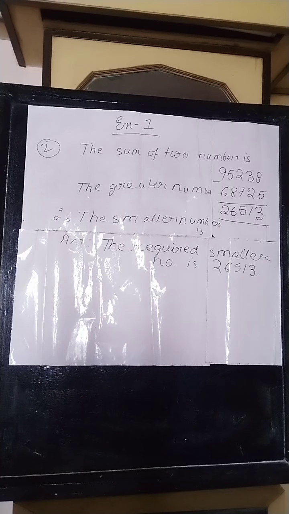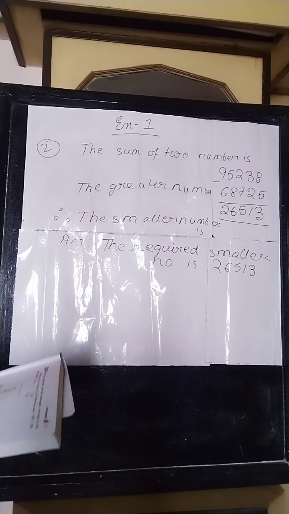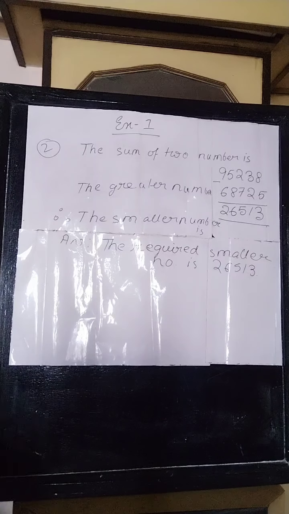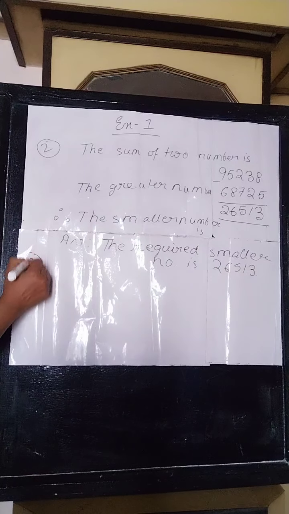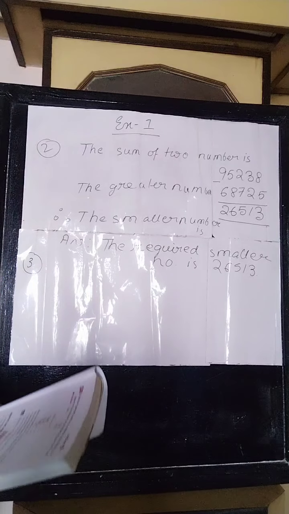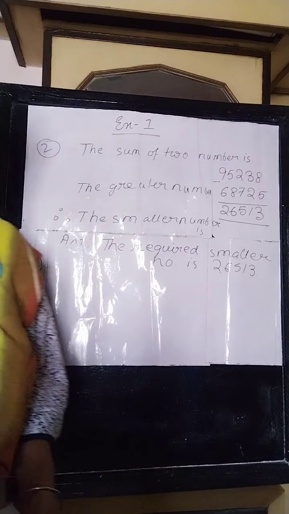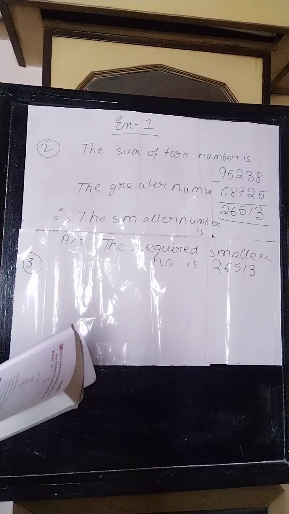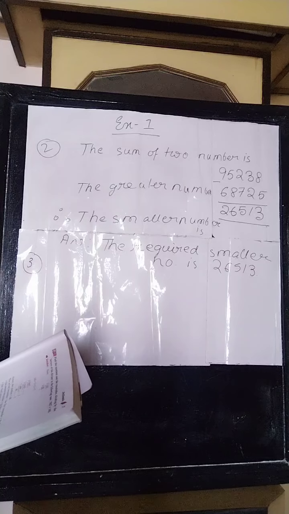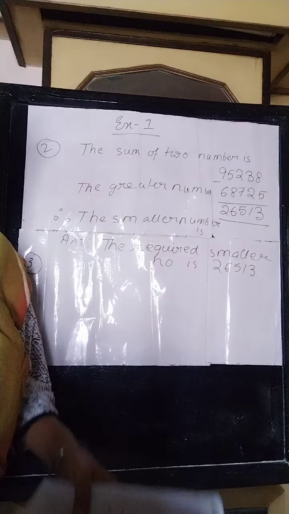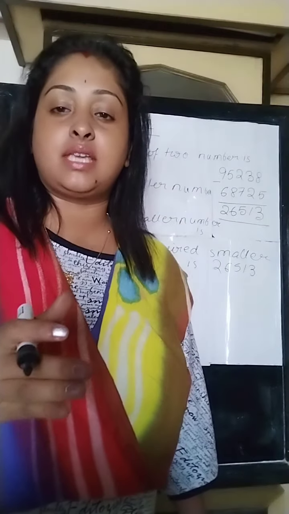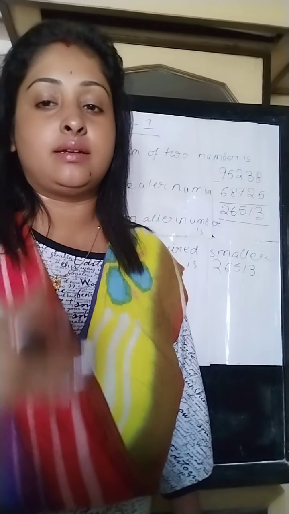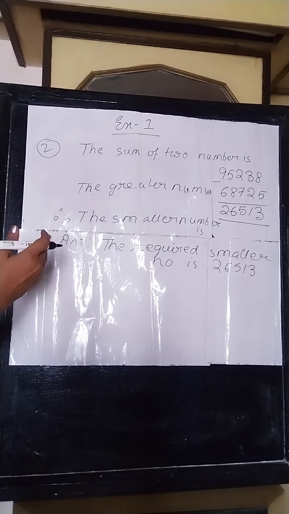Now slowly we move on to the next sum, sum number 3. It is given that the sum of two numbers is 47289 and the smaller number is 12596. The sum is given and the smaller number is given. You have to find out the greater number. The process is the same.